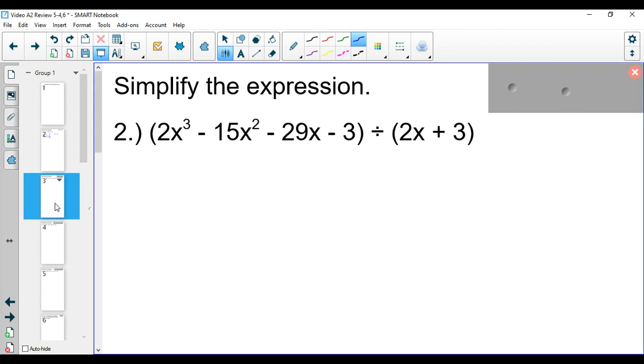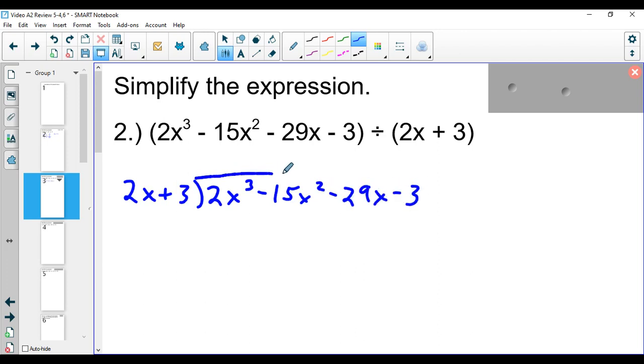Number two, it's another division problem, but here we cannot use synthetic division because we've got a 2x. We've got a 2 as a coefficient, which means we have to use long division. So let's put 2x plus 3 out here, and we're dividing that into 2x to the third minus 15x squared minus 29x minus 3. We just drag that across, and let's get dividing.